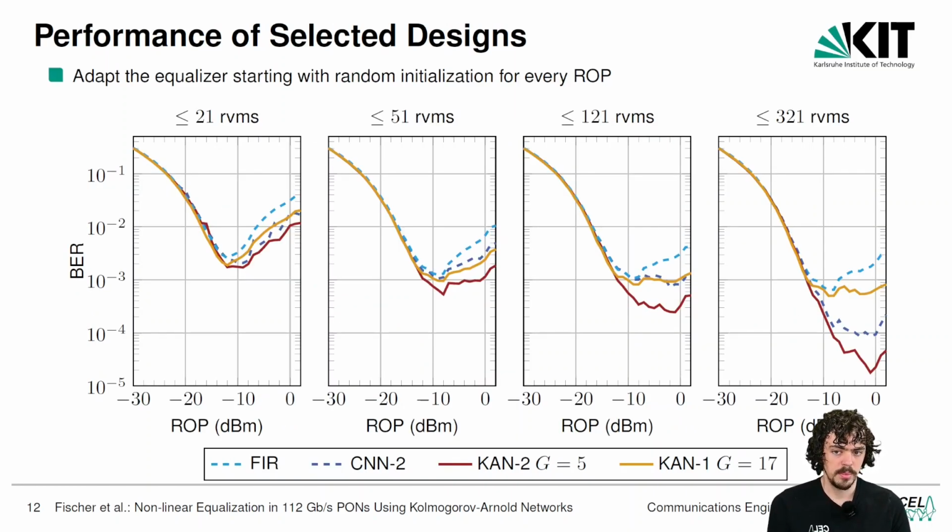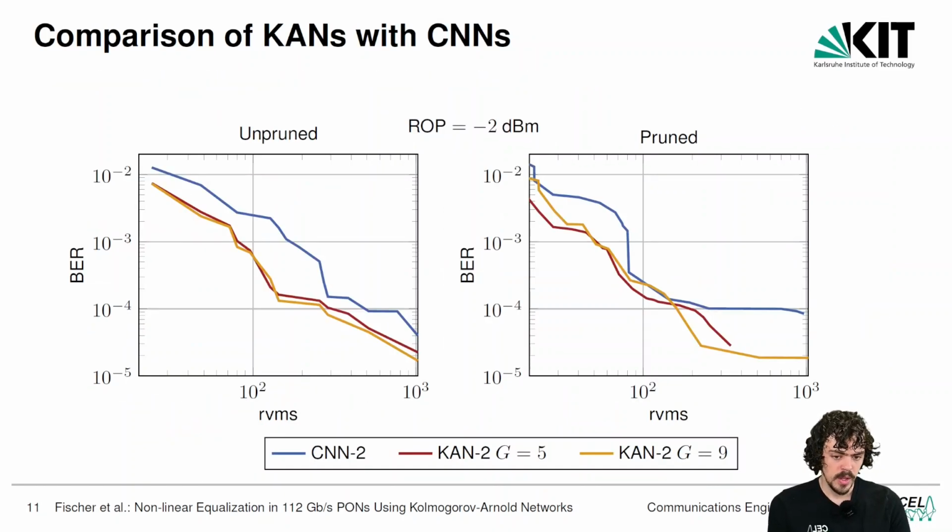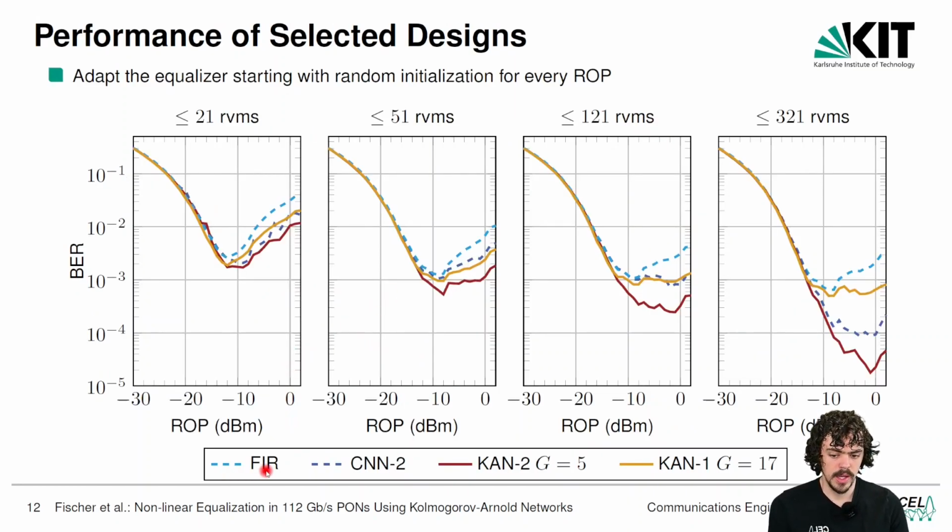Now, we analyze the performance of some selected designs, and we are looking at computational complexities of 21 RVMS up until 321 RVMS. And to choose the designs that we are going to test across a certain range of received optical powers, we selected them using the Pareto front at the corresponding complexity. We are analyzing linear equalizers, represented here by FIR filters, CNNs with 2 layers, CONs with 2 layers and 5 grid points, and CON with 1 layer and 17 grid points.